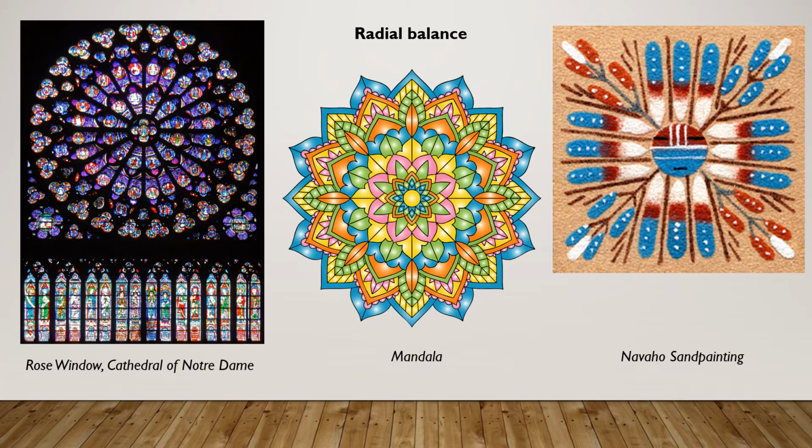Radial balance is any type of symmetrical design that radiates out from a central point. So rose windows, mandalas, Navajo sand paintings. In the Navajo sand paintings, there are some slight differences. So this actually is a little bit more of an approximate radial symmetry, but it starts in the middle and then it works its way out.